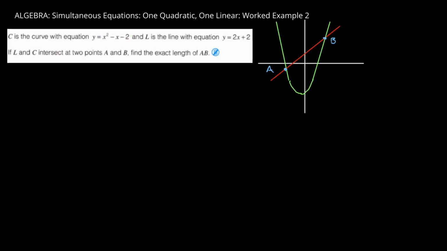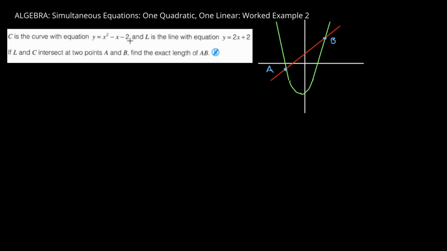So I've got a question here that involves two further simultaneous equations. One is a quadratic, one is a straight line, and they've asked us about the line that joins the 2 points of intersection. The quadratic involved here is a U-shaped quadratic, and that intersects with a straight line. So again, a rough sketch is not a bad idea.